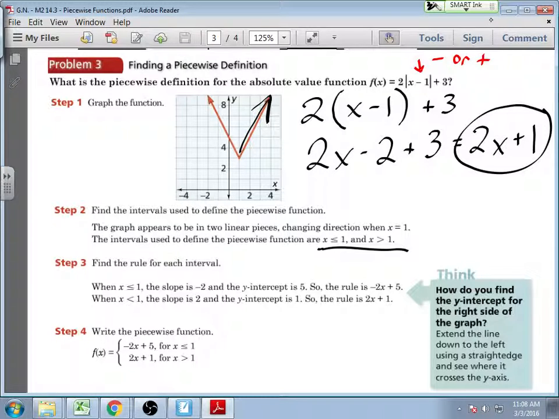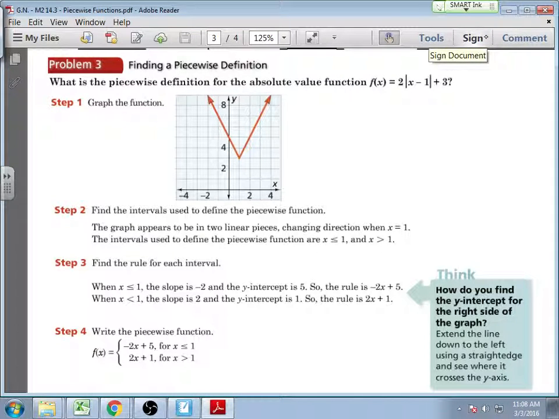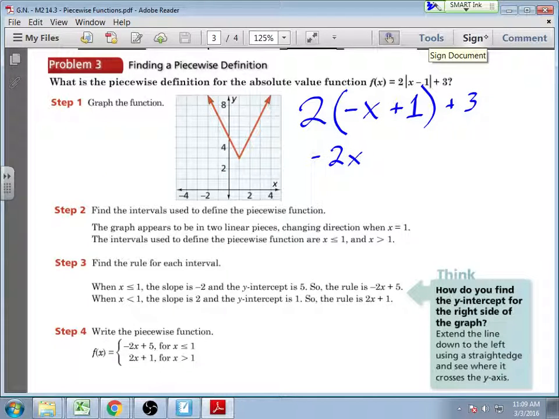I just took the positive situation, exactly what's in the absolute value. The other option, or the other route that we have to take is the negative option. So I do 2 times the opposite of everything in here. So the opposite of x is negative x. The opposite of negative 1 is positive 1. Then I still have to have that plus 3. I now distribute negative 2x plus positive 2 plus 3, which gives me negative 2x + 5. And that's my second function.